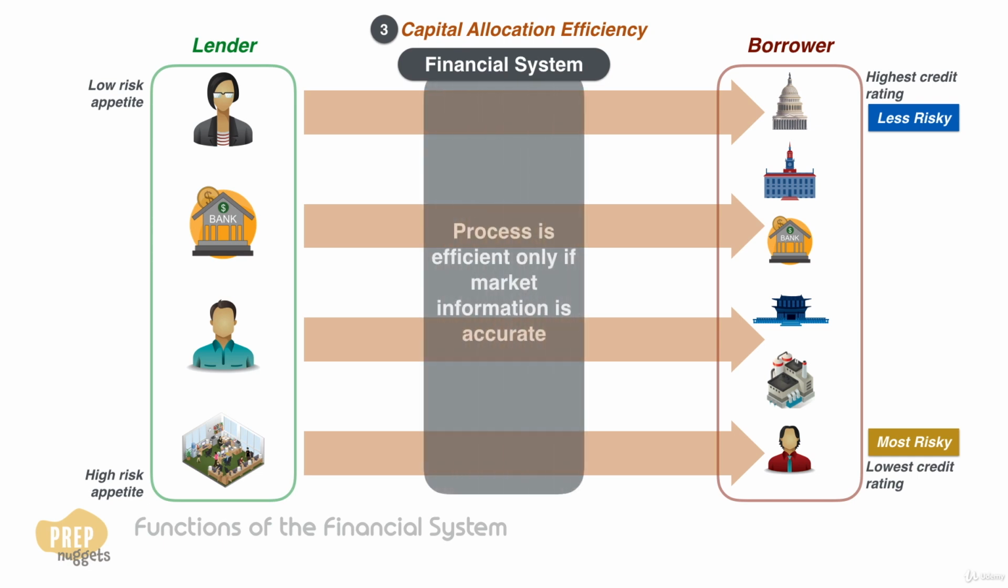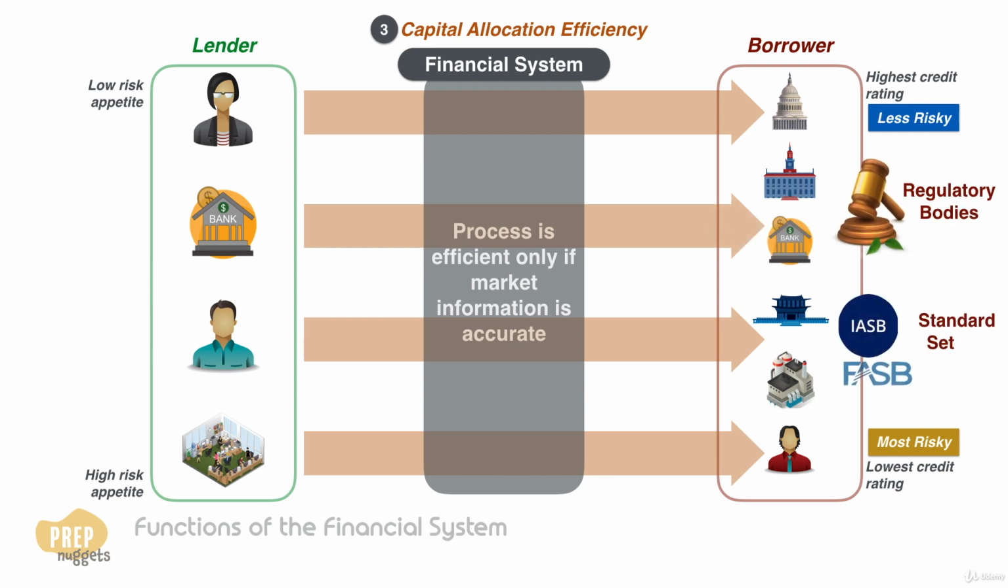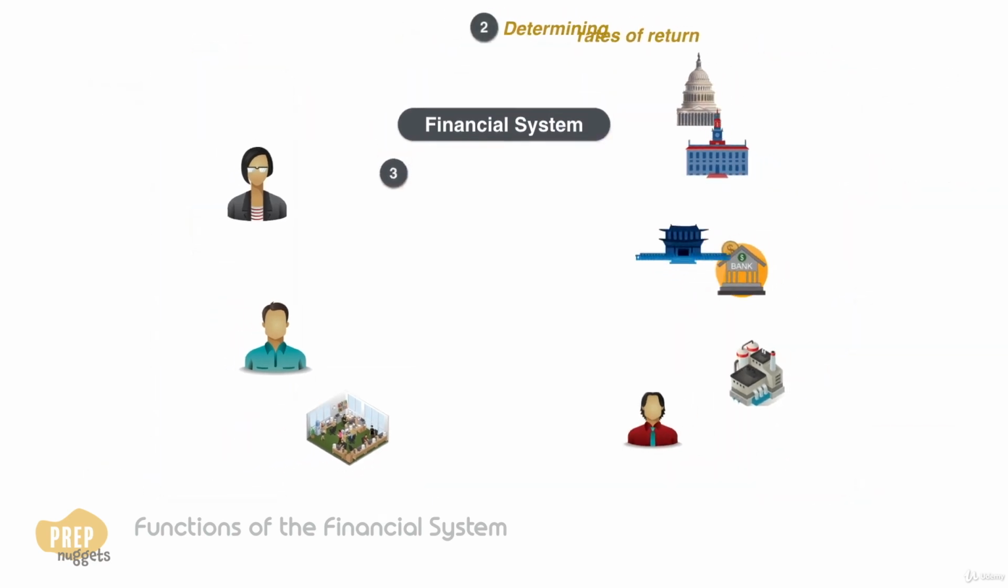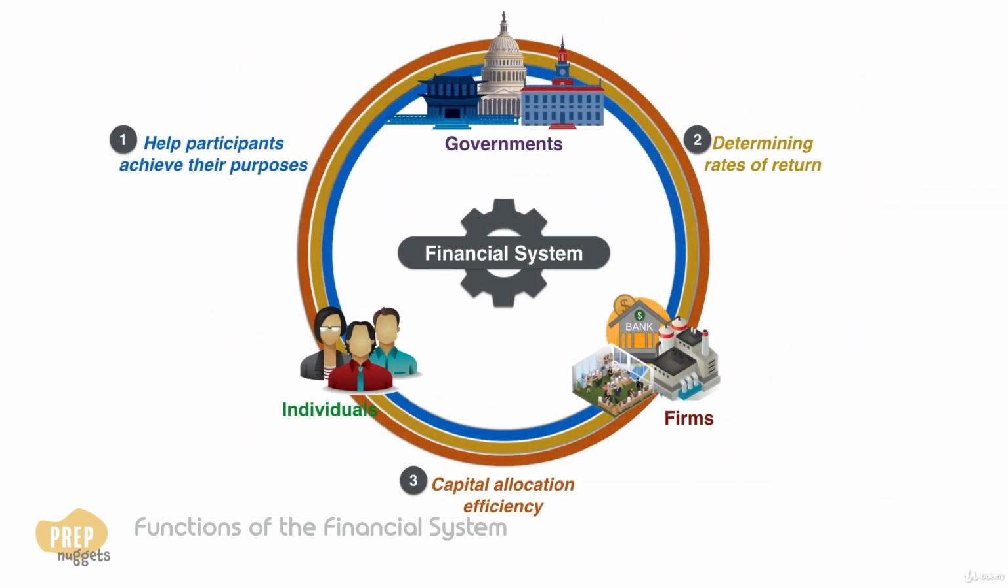This process is efficient only if market information is accurate. The regulators and standard setting bodies have the responsibility to ensure that financial information is accurately reported in the most useful manner. And there you have it, the three key functions of the financial system.